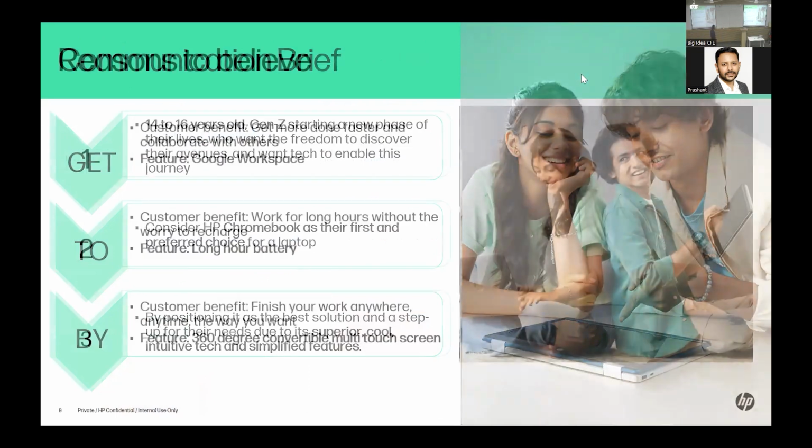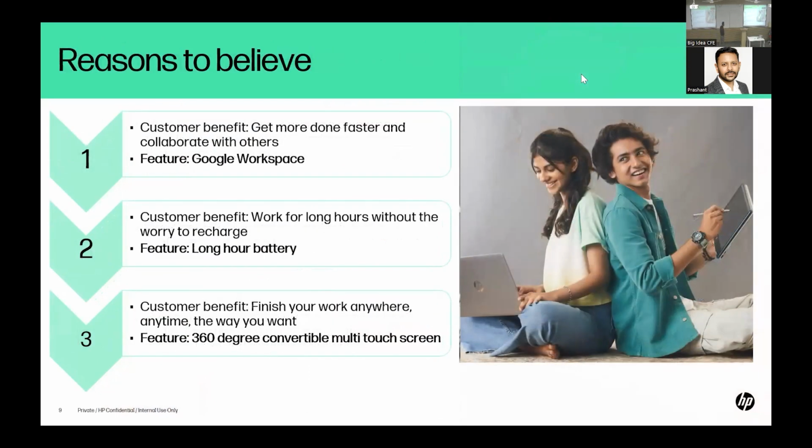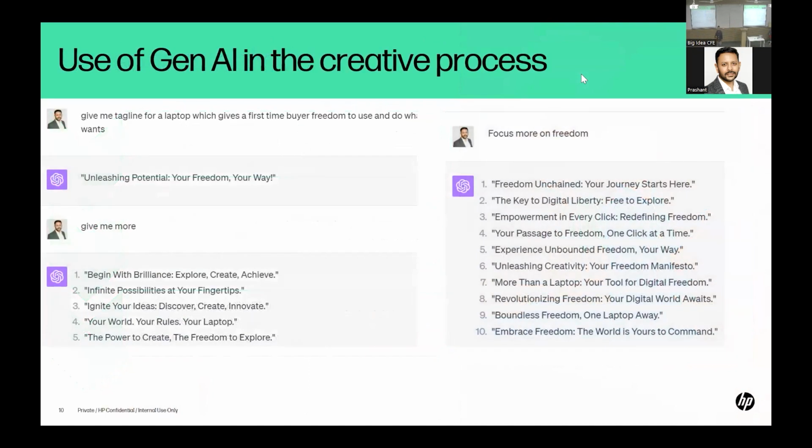Yeah. Cool. So here's what happened, guys. After we gave this brief, these scripts came. And I wasn't happy with the tagline which came from the agency. So I started working with ChatGPT and I started generating taglines. And I kept telling the agency, oh, why don't you try this? Oh, this is what is missing. So this is what it gave me: unleashing potential, your freedom. Oh, this is what you said, right? Your freedom, your way.